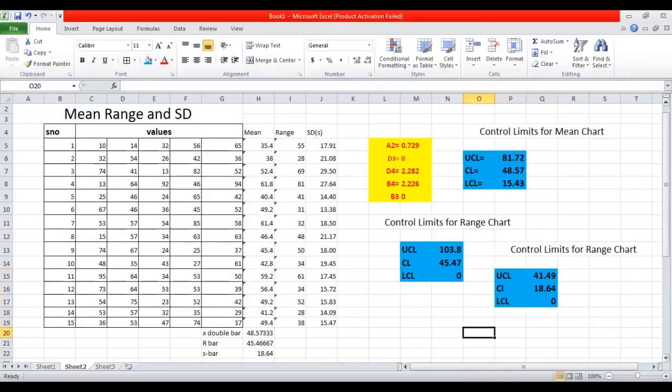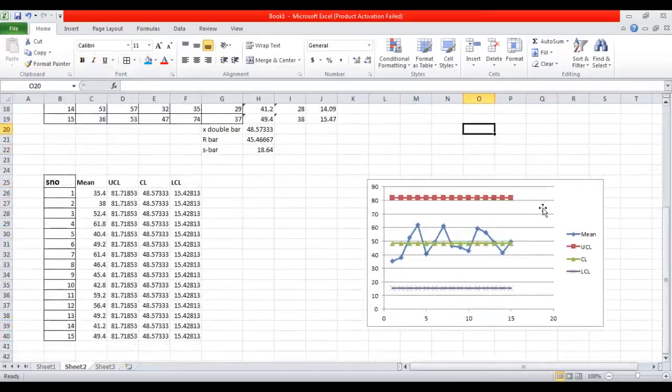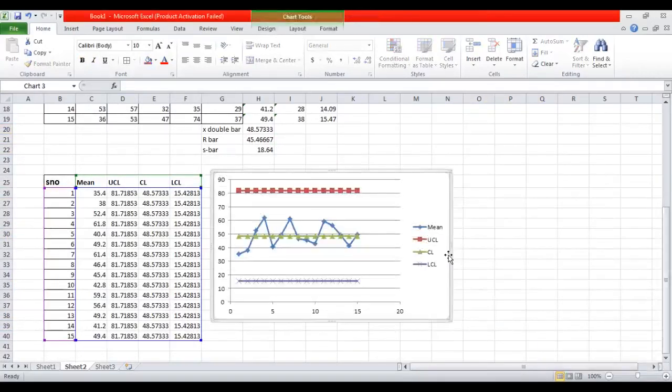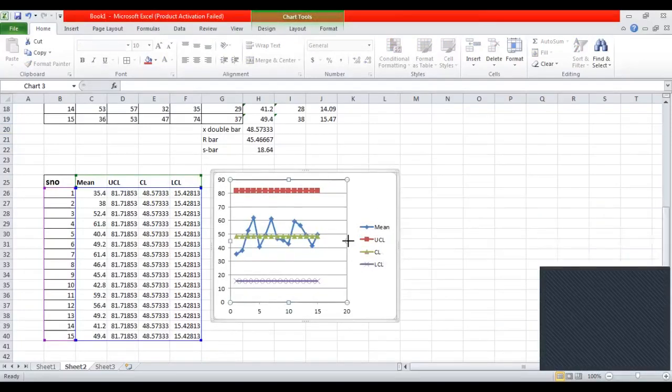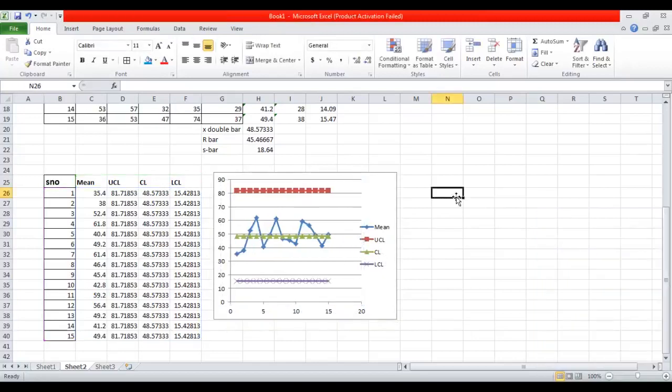Now we got the control limits of these charts also. Similarly, how we have done the mean chart, in the same way we'll do the standard deviation chart and also the range chart. First we'll copy the serial numbers.